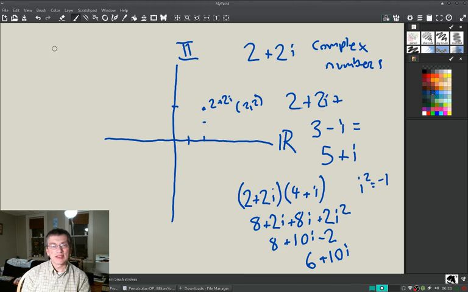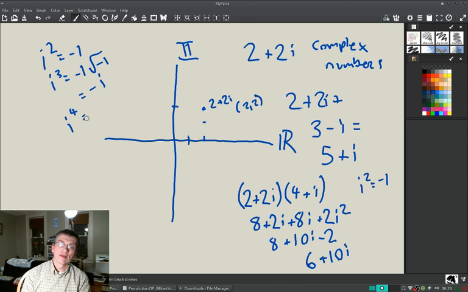The last thing I want to say is notice if you take i squared, remember that was minus 1, so i cubed equals minus 1 times square root of minus 1. It's just minus i. And i to the 4th equals minus i times i. i squared is minus 1. This ends up being back to 1. So these things cycle between i, minus 1, minus i, 1.